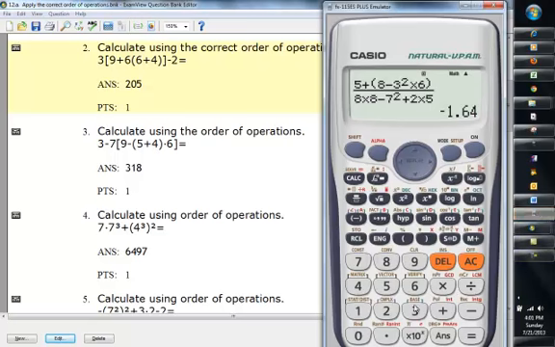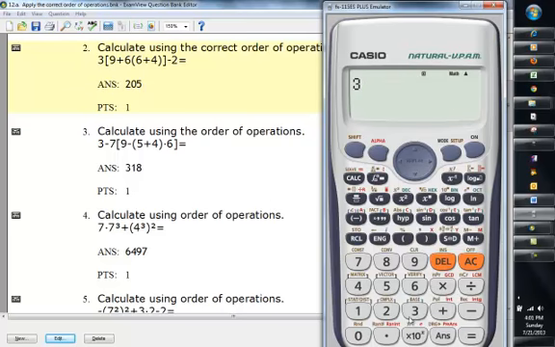So this first one, 3. Now the parentheses is the same as the bracket. 3 parentheses. That parentheses is the same as a times sign. If we were in Excel, you would have to put in the times sign there, but for your calculator, you will not have to. 6 plus 4, close parentheses, close bracket. So it looks like a parentheses, but it's actually a bracket. Minus 2, and we get 205.